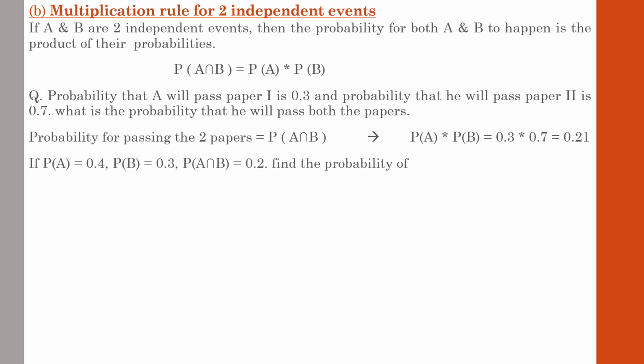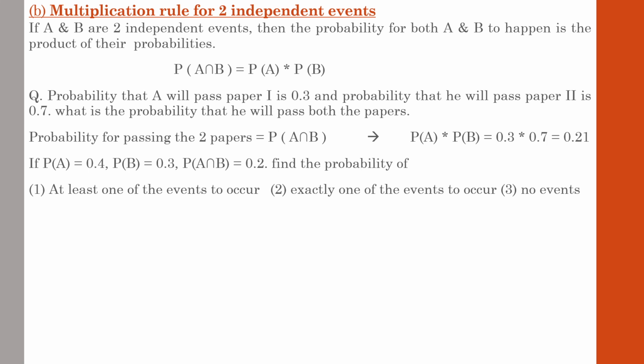The probability of A is given 0.4 and probability of B is given 0.3 and probability of A intersection B 0.2 is given. Find the probability of, first one, at least one of the events to occur. Second one, exactly one of the events to occur. And finally, no events to occur. In other sense, it may specify that none of the events to occur.